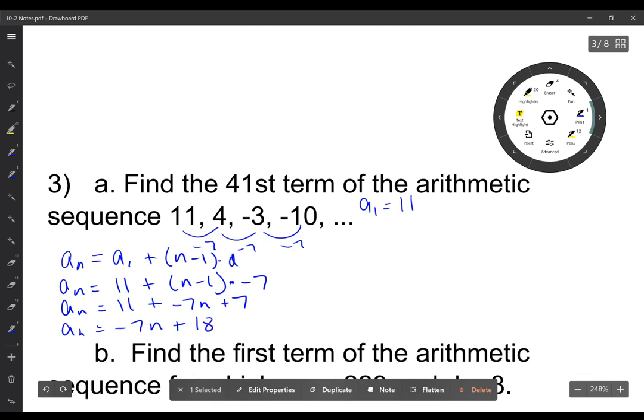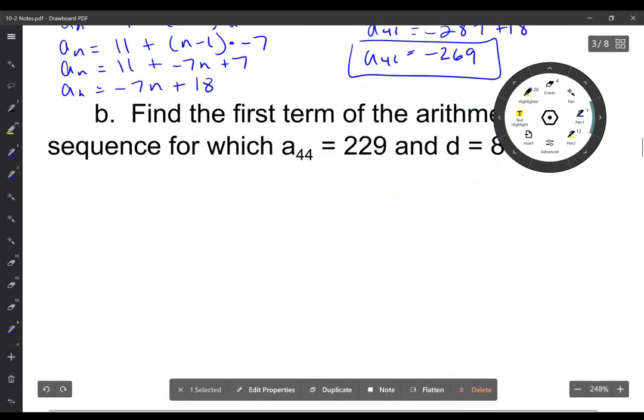And then once I find that, now I want to find the 41st term. So I'm going to use n equals 41. So negative 7 times 41 plus 18. And we'll grab a calculator here. That is negative 287 plus 18, or negative 269.